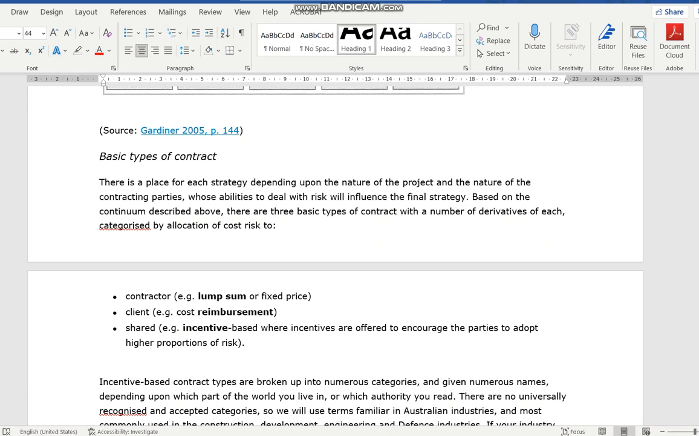So mainly for a contract, it should be talking about who is to do what, who is responsible for what, and who is supposed to receive what as compensation for the service provided. And then what about the risk: what risk does the client take, what risk does the contractor take, or is it more of a shared risk? Different types of contract will have different levels of risk involved. For a lump sum contract, the contractor will take up a bigger portion. Cost reimbursement is more on the client side, and incentive-based is more on the sharing side.